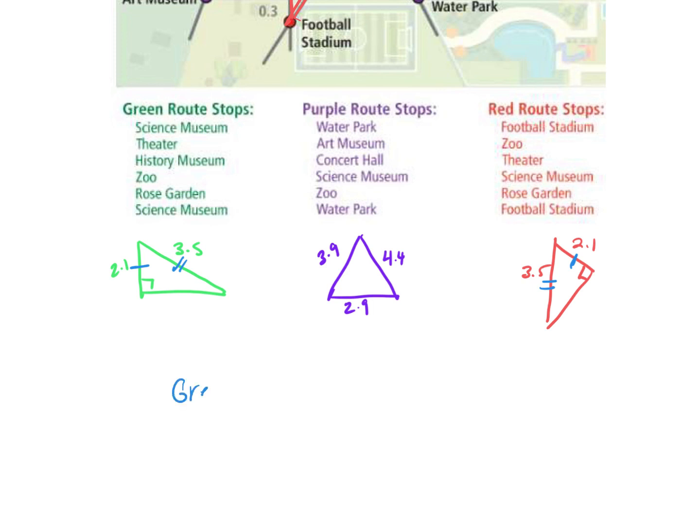So the green route and the red route are congruent. Now, I don't know what this third side is right here, but I know that if the triangles are congruent, maybe let's make a note off on the side, they were congruent by the HL postulate. That means all corresponding parts are congruent. So I know that this side will be congruent to this side because my triangles are congruent, CPCTC. So the distance taking this route and the distance taking this route will be the same.